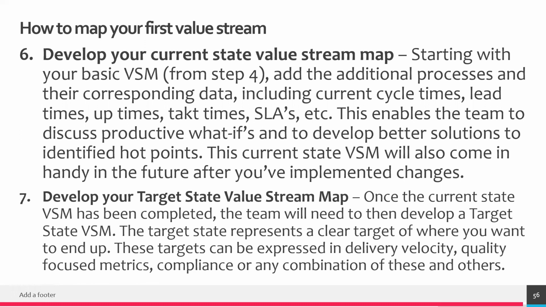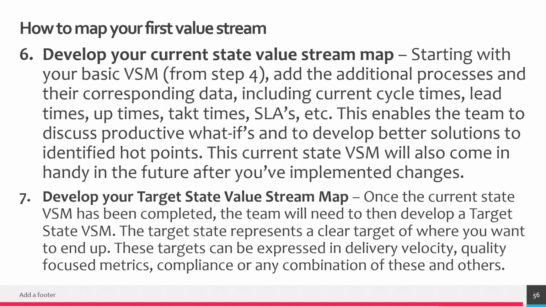Step number six, what you need to do once we met with the team, we developed the basic understanding of the process, we already know the goals and objective of the whole activity. Number six is develop your current status value stream map. Starting with your basic one from step four, or starting from the flow chart diagram, add additional processes to the chart, including the data, including the cycle time, the lead time, the setup time, target time, anything that you could do to have a full understanding of the picture.